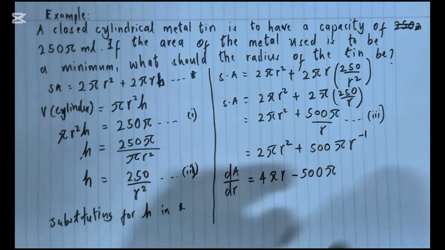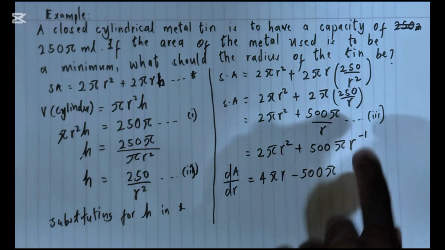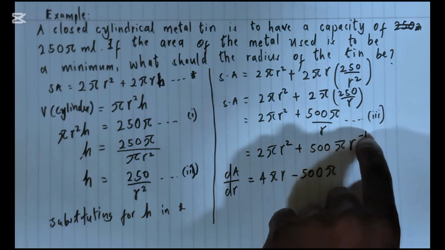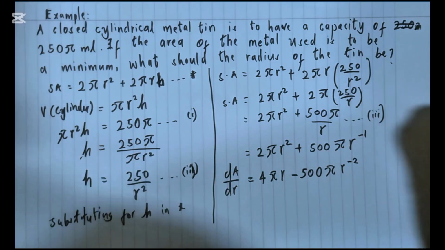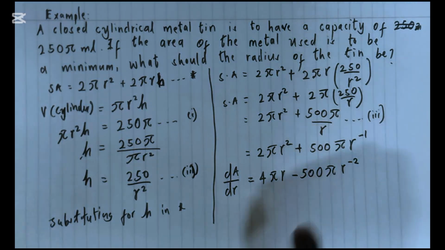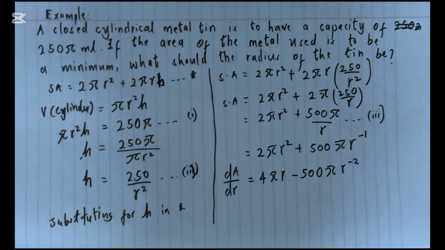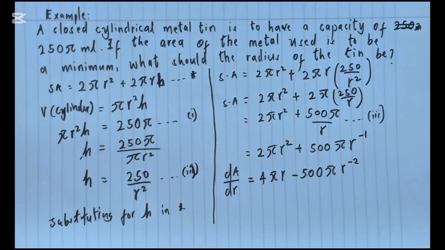And of course, we are having that our r is raised to negative 1. So negative 1 minus 1 will be r raised to negative 2.